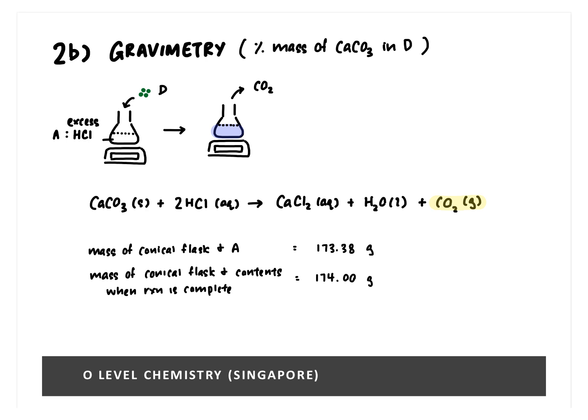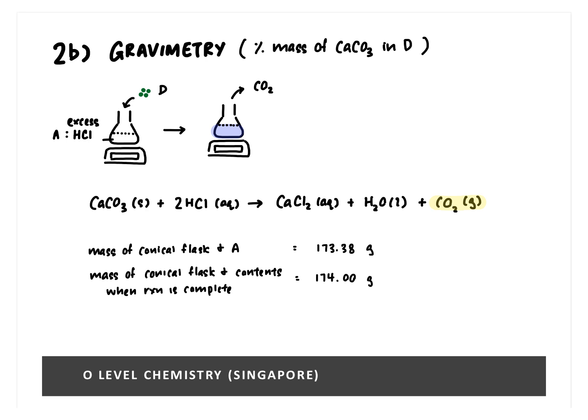So this question is actually quite straightforward, but unfortunately, I think because of the way that it was phrased or designed, many students actually stumbled on this question. Why? The question requires you to measure two things. Number one, the mass of conical flask plus A, which is your acid, and then the mass of conical flask and contents when the reaction is complete. What many students realized, or were shocked by upon measuring, is that the final mass is actually more than the initial mass. And then they are stumped, they cannot move on from there.